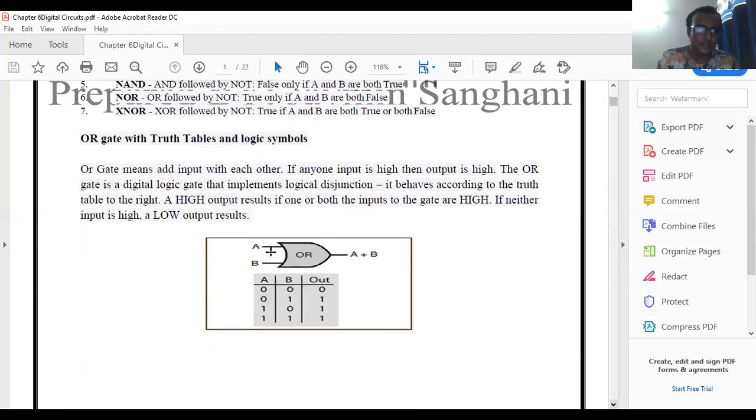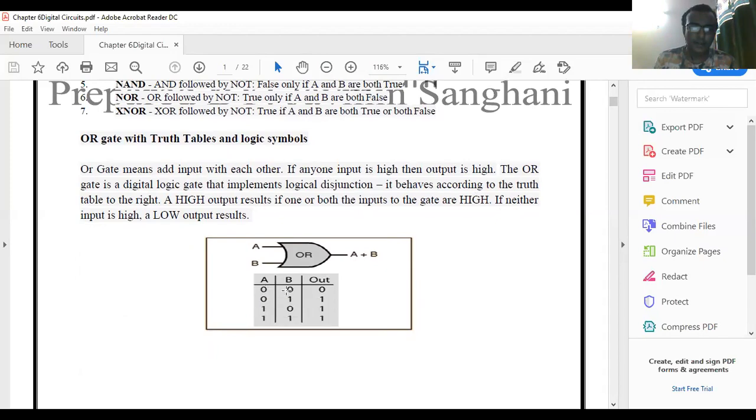It is known as the OR gate. OR gate means what? Add the inputs with each other. Add inputs with each other means what? If any one input is high, then the output is high. This is the logic, the concept regarding the OR gate.